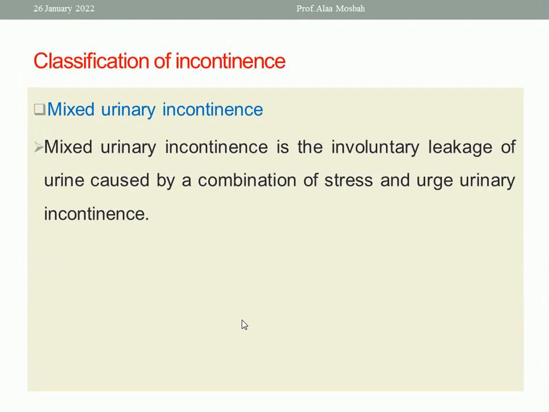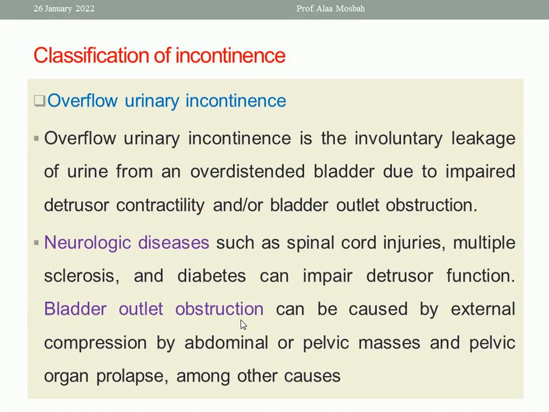What about mixed urinary incontinence? Mixed urinary incontinence is the involuntary leakage of urine caused by a combination of stress and urge urinary incontinence. What about overflow urinary incontinence? It is the involuntary leakage of urine from an over-distended bladder due to impaired detrusor contractility and/or bladder outlet obstruction. So we have two factors considered as a cause: either impaired or decreased detrusor contractility, or bladder outlet obstruction.